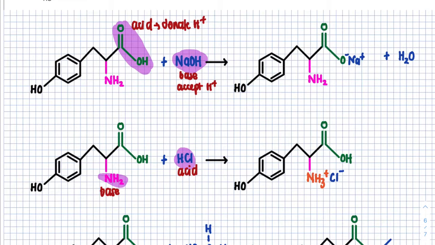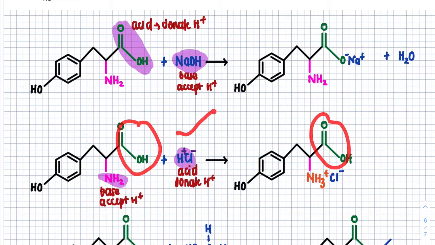I'm just going to write down: acid donates H+, base accepts H+. So what will happen is that NH2 will accept the H+ here. Remember, this is actually H+ Cl-. So the NH2 becomes NH3+, and the Cl- will follow along. Our carboxylic acid, just leave it there, the same as our alcohol here.